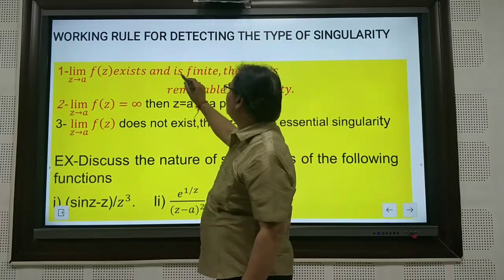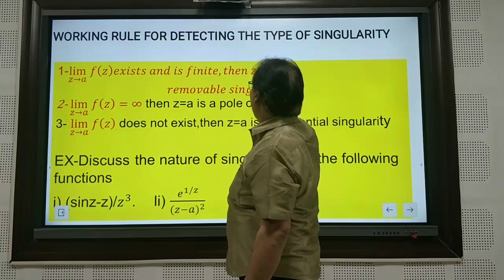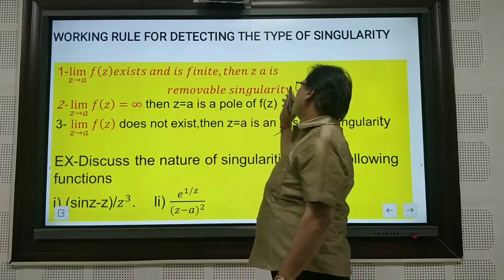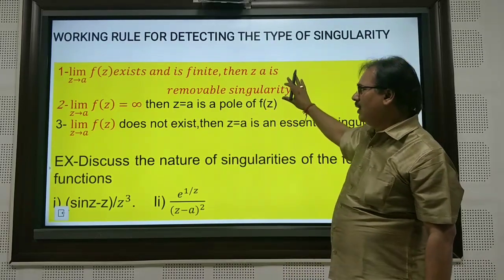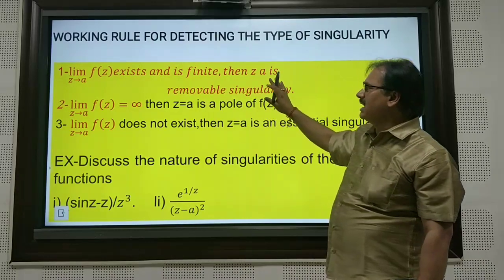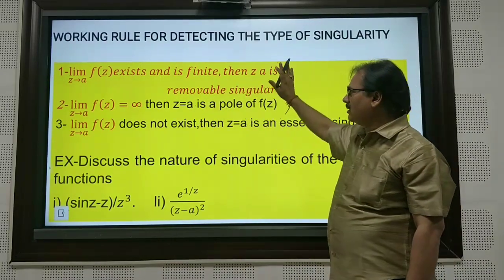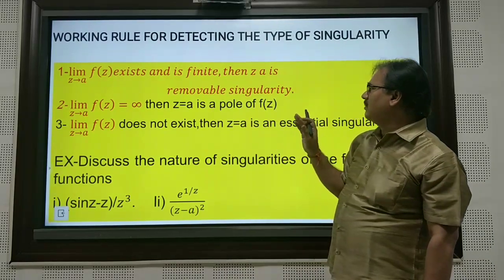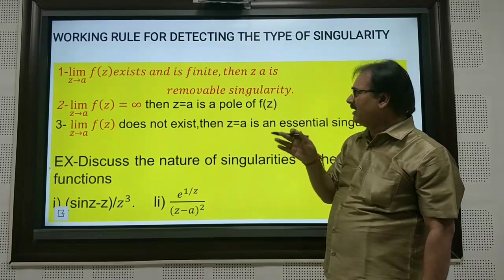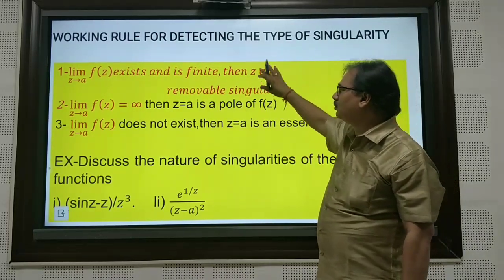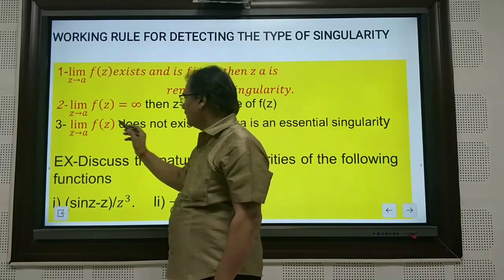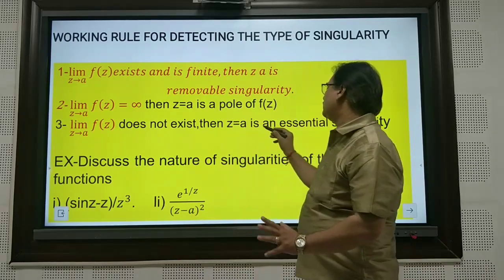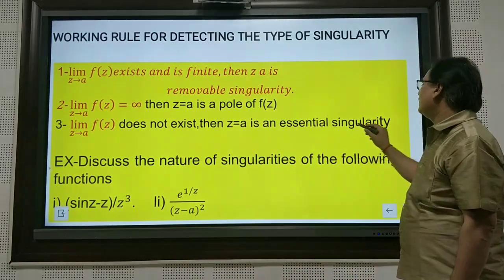Remember, if this is infinite, then z equal to a is a pole of f(z). But if this exists and is finite, then z equal to a is called a removable singularity. So these are the two points where, with the help of the limit of the function, you can declare that the given function f(z) has a removable singularity or has a pole. You have to go through this for numerical computation. Next, if the limit as z tends to a of f(z) does not exist, mind it, then z equal to a is an essential singularity.